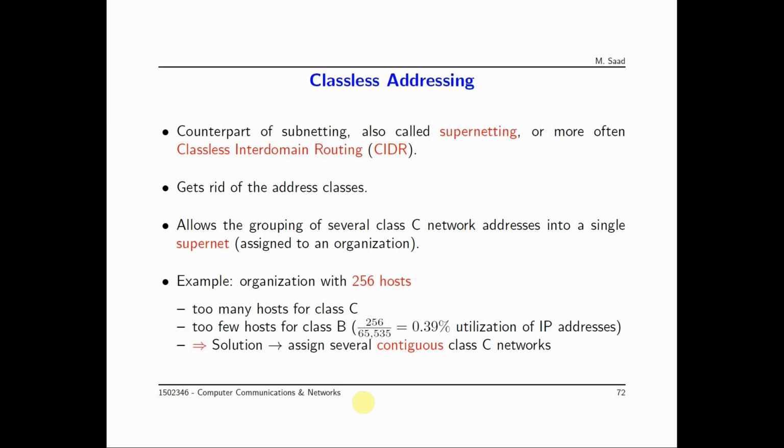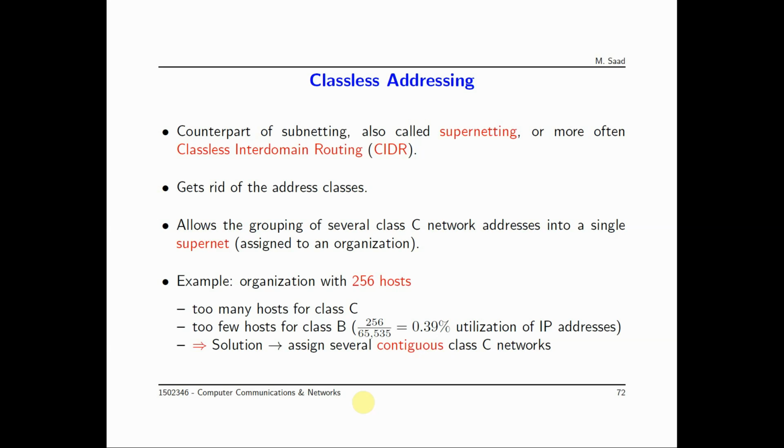Now the problem with the classes is that sometimes class C would be too small, so it cannot have more than 254 hosts. However, class B is way too large because it can accommodate up to 2 to the power of 16 hosts, so more than 65,000 hosts. So what is the solution to this? Of course, we talked about some solutions. We talked already about one possible solution to be more efficient in allocating IP address space and to avoid wasting IP addresses: the idea of subnetting.